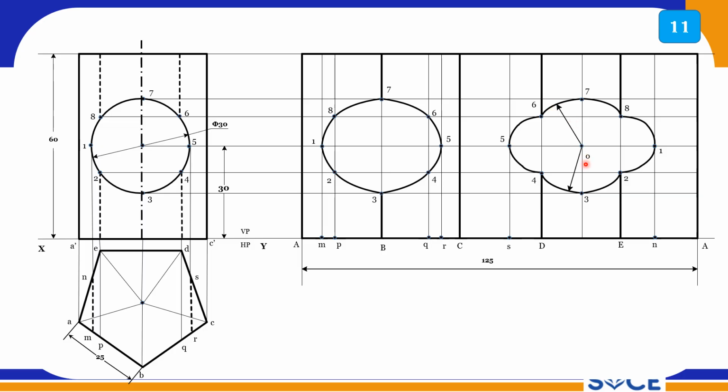So that's why I have drawn this arrow mark, where you can draw using a compass. Using O as center, O6, that is 15 mm, as radius, you connect using an arc with the compass. You will get a very fine curve. Now we have completed all the points.